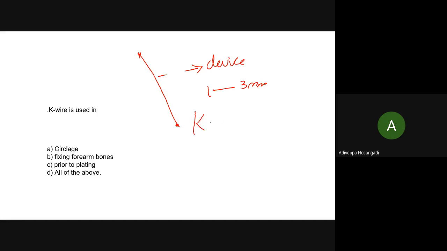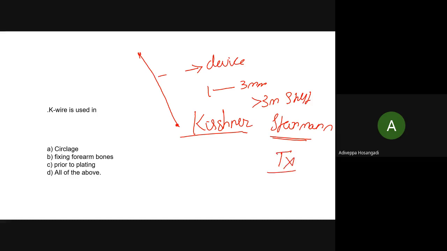You should know this K wire. K stands for Kirschner wire. Anything more than 3 mm and stiff, you get a Steinmann pin. Steinmann pin is used for traction, skeletal traction. K wire is used for fixation of any fracture.